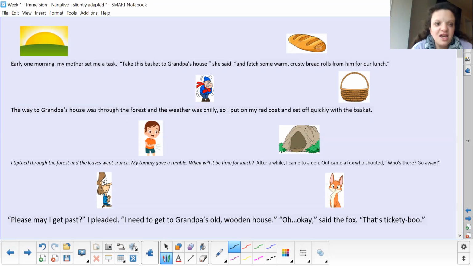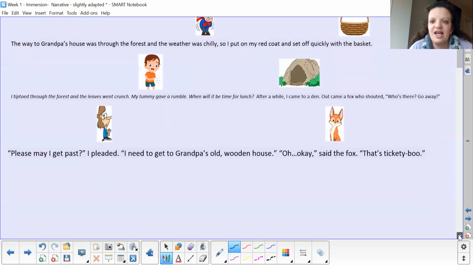This is the bit I love. I tiptoed through the forest and the leaves went crunch. My tummy gave a rumble. When will it be time for lunch? After a while, I came to a den. Out came a fox who shouted, "Who's there? Go away!" "Please, may I get past?" I pleaded. "I need to get to Grandpa's old wooden house." "Oh, okay," said the fox. "That's tickety-boo."